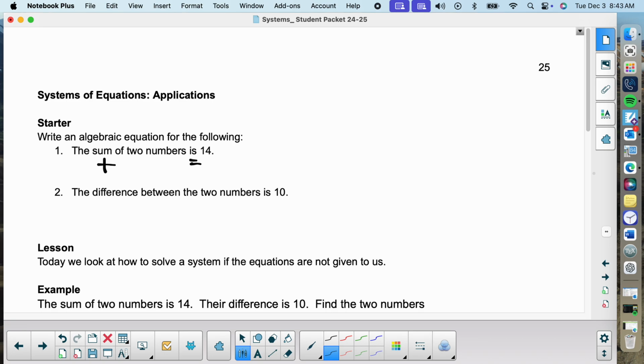So we're basically going to have to take sentences and translate them into equations. That's what the word problem is. The two numbers are going to be x and y, because I think you guys are most comfortable with that. x plus y, that's how you do the sum of two numbers. And it is 14. So there's one equation.